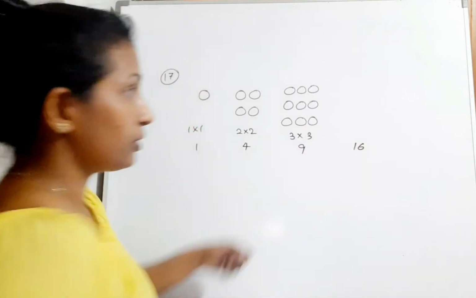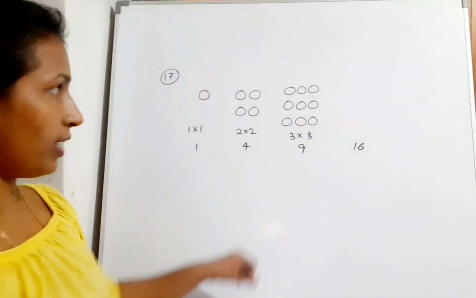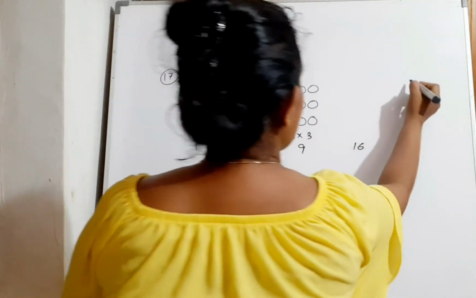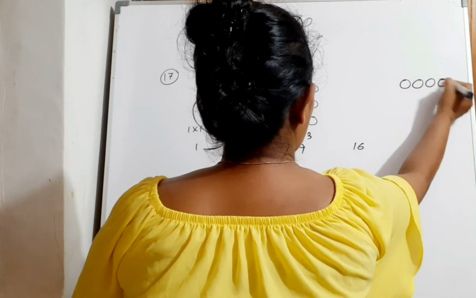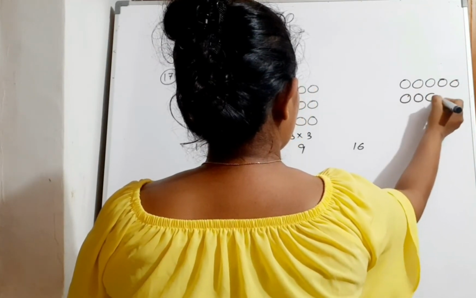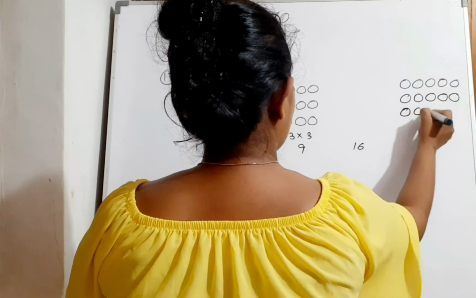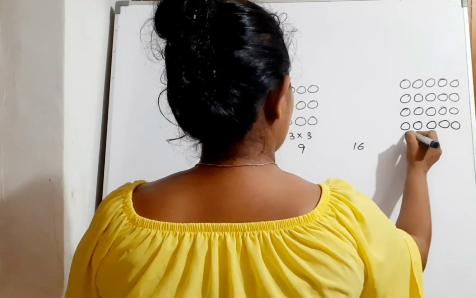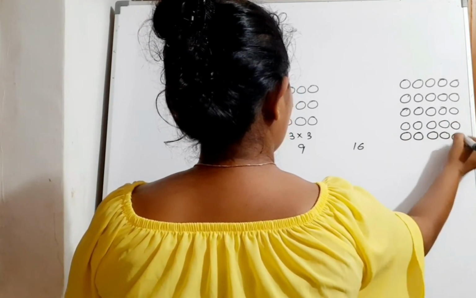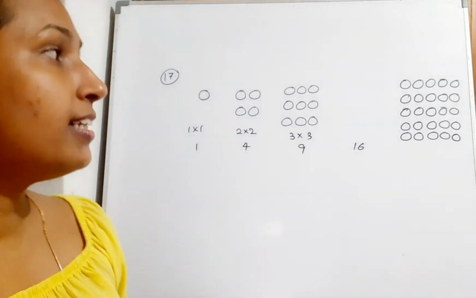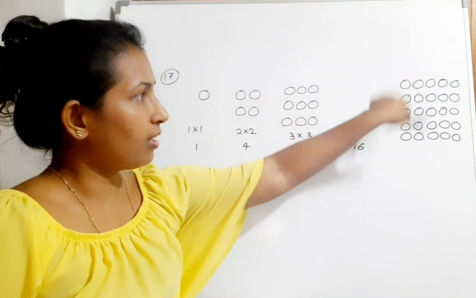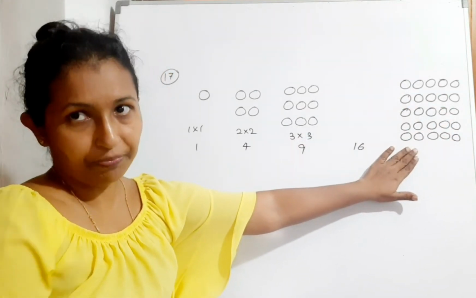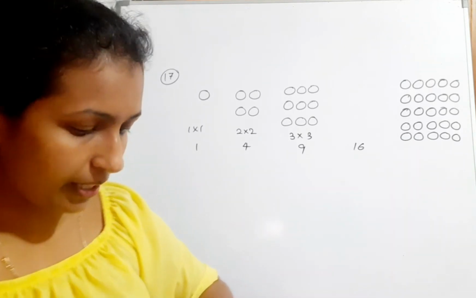But you have to draw the fifth one, not the fourth one. It is 5 into 5. So 5 columns and 5 rows should be there. So you have to draw 5 balls here. It's just like a square. You can see 5 columns and 5 rows are there. It is 25. You have to draw this pattern only. No need to write the number as 25.